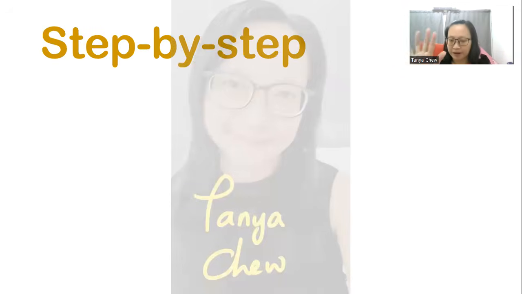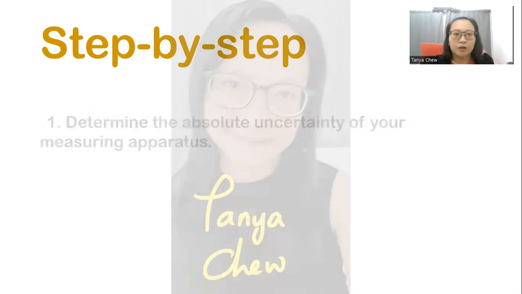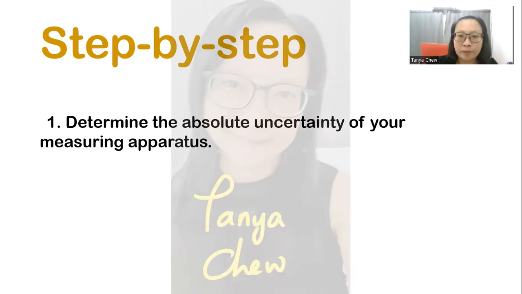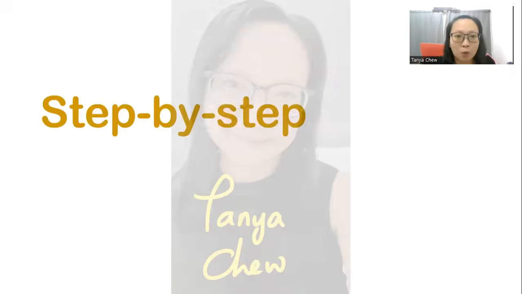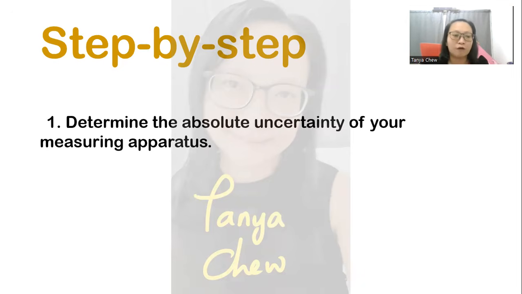So therefore, follow my steps. I'm giving you this step-by-step thingy, so I hope that you could follow it step by step. So first, you determine the absolute uncertainty of your measuring apparatus. Look at this diagram here. I am using a meter rule. So what is the absolute uncertainty of my meter rule? So absolute uncertainty is the smallest division of my meter rule, which is plus or minus 0.1 cm. I'm done.